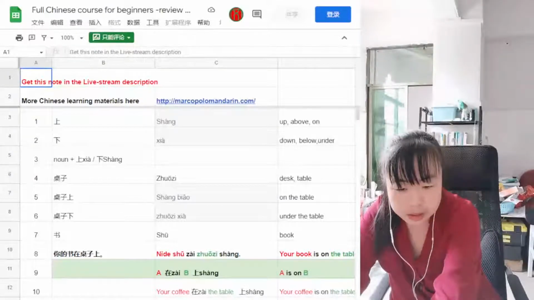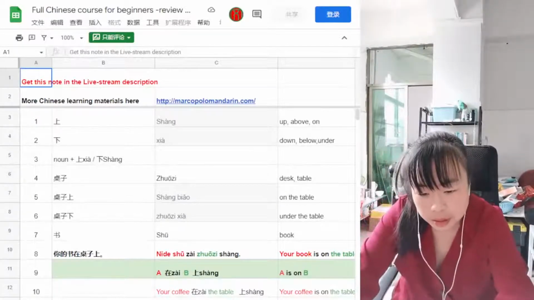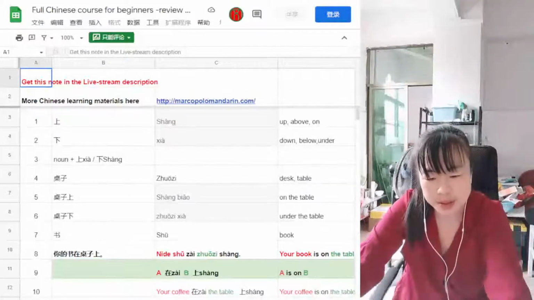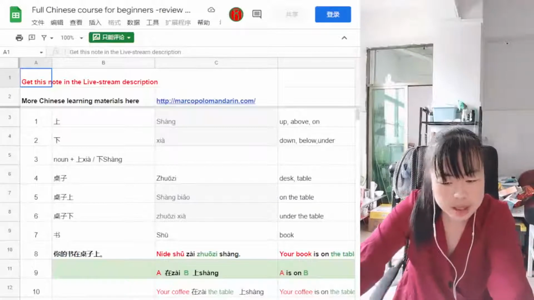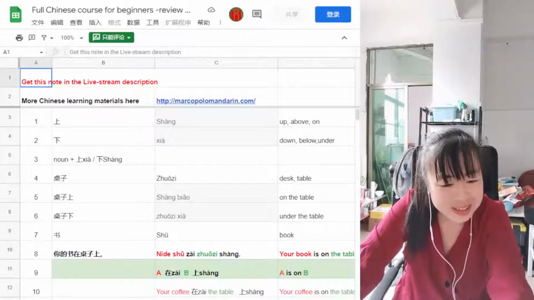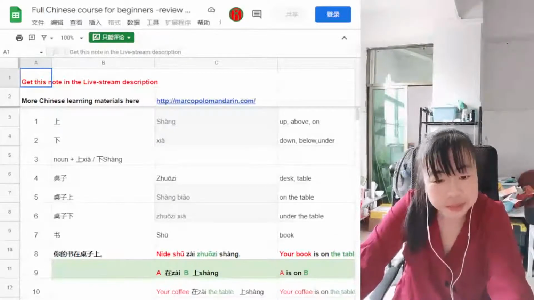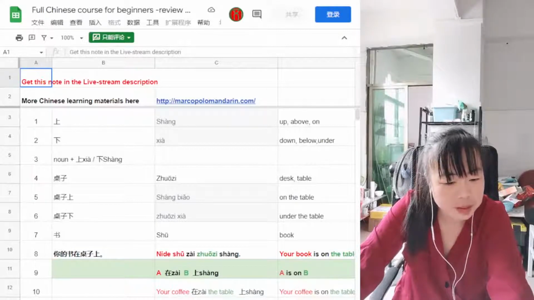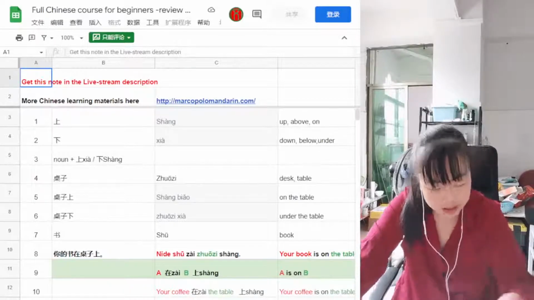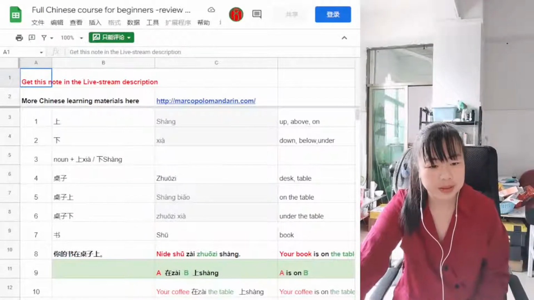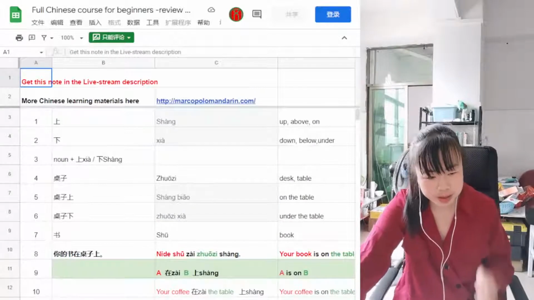Okay. So any questions about this part? Easy, right? Chinese is easy, because we follow exactly the same pattern. Okay, so now, do you have any question about this?